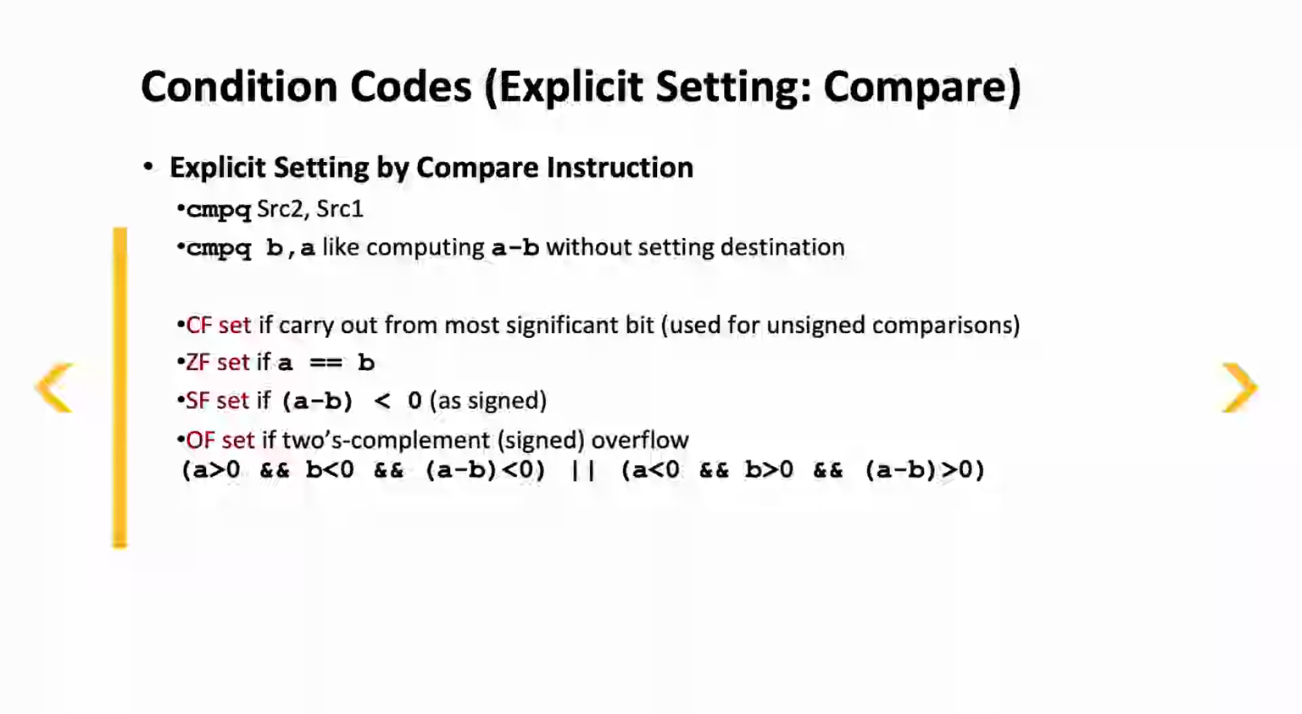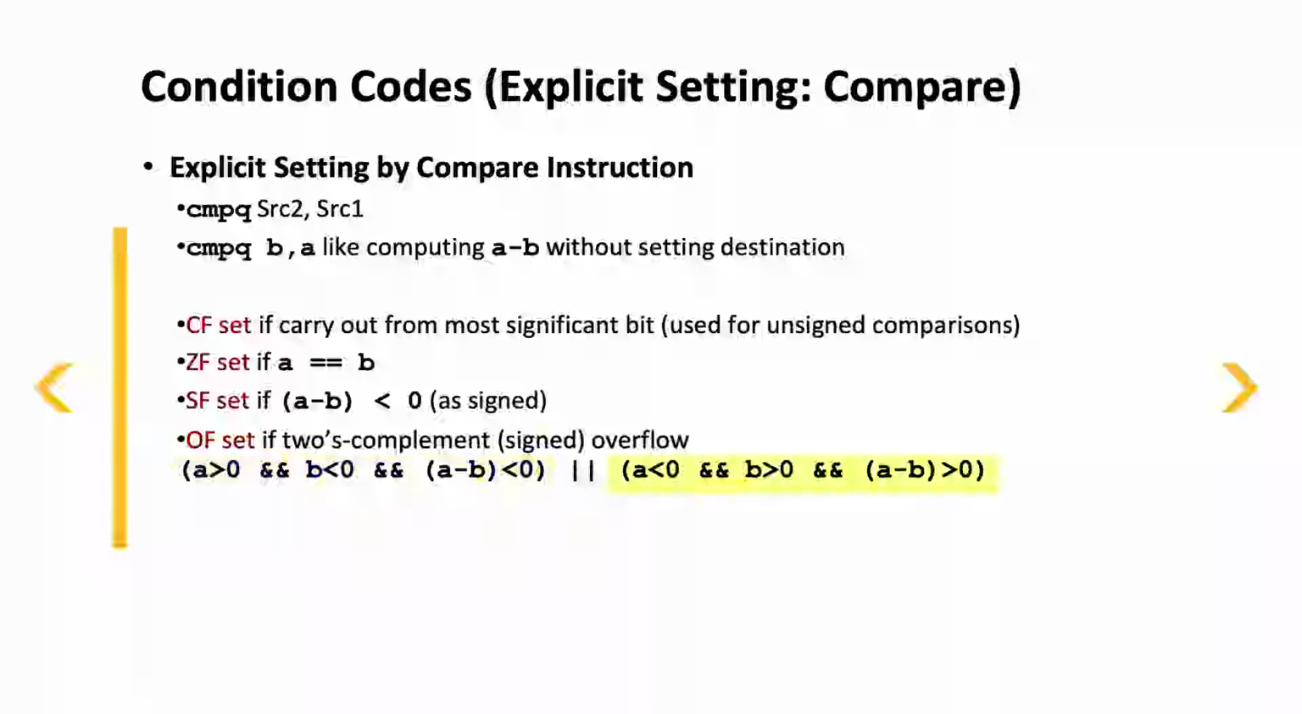And if there's overflow, so, if A is greater than 0 and B is less than 0, and A minus B ends up being less than 0, that's weird, right? That doesn't make a whole lot of sense. When we think about it from just the perspective of abstract algebra, that should end up being a positive value, right? So if it's negative, we know that there's been a signed overflow.